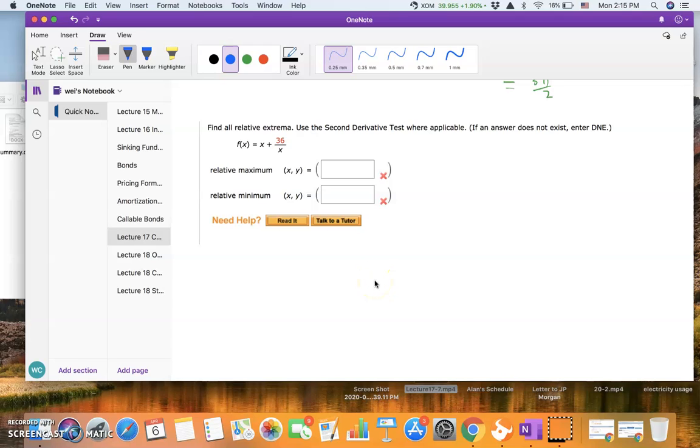Alright, here we have another example. Use the second derivative test to find the local maximum and the local minimum of this function. Since we are going to take the derivative first, let me rewrite the function so it will be easy for me to take the derivative.